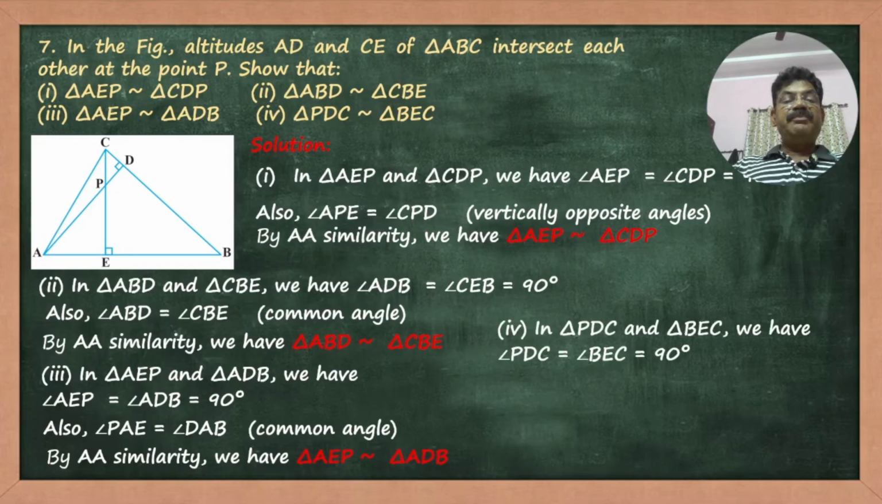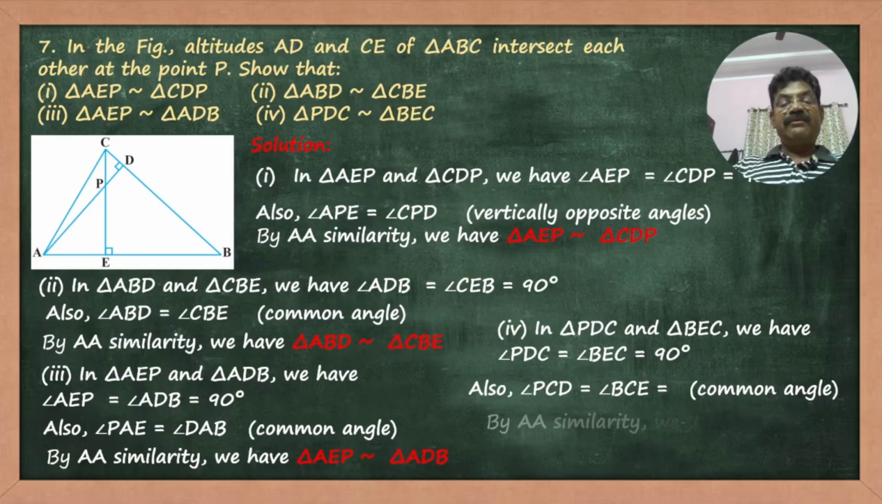In triangle PDC and triangle BEC, we have angle PDC equal to angle BEC equal to 90 degree. Also, angle PCD equal to angle BCE, common angle. Therefore, again by AA similarity, we have triangle PDC is similar to triangle BEC. So, this problem is very simple.